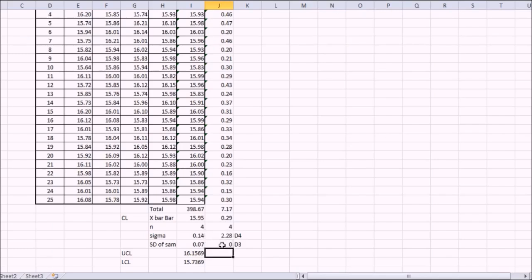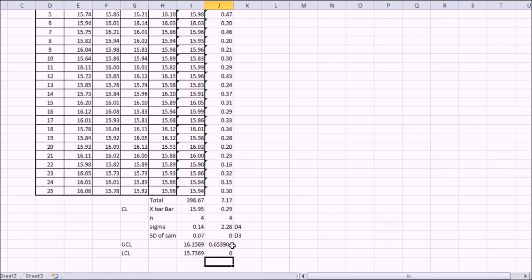Now the upper limit is given by R bar times D4, and the lower limit, of course we know, is going to be 0 because D3 is 0. So these are the limits here. The lower specification limit is 0, the upper specification limit is 0.65, and the central line is 0.29.